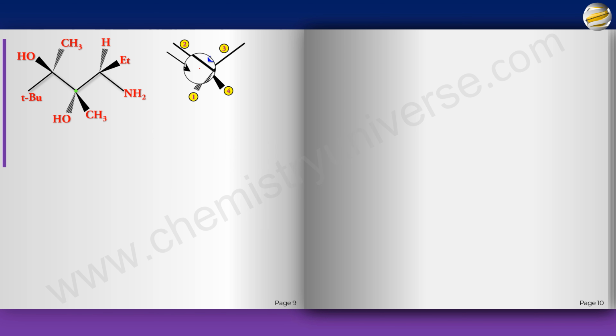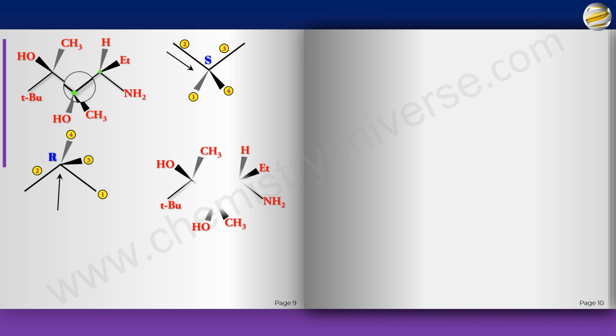Now let's look at the third chiral carbon. This one. Priority sequence. NH2 gets 1. This OH gets 2. The ethyl gets 3 and the H gets 4. This is pretty simple. Looking from here, 1 to 2, 2 to 3, it's pretty simple, R. So this molecule that was initially given to you is R, S, R.